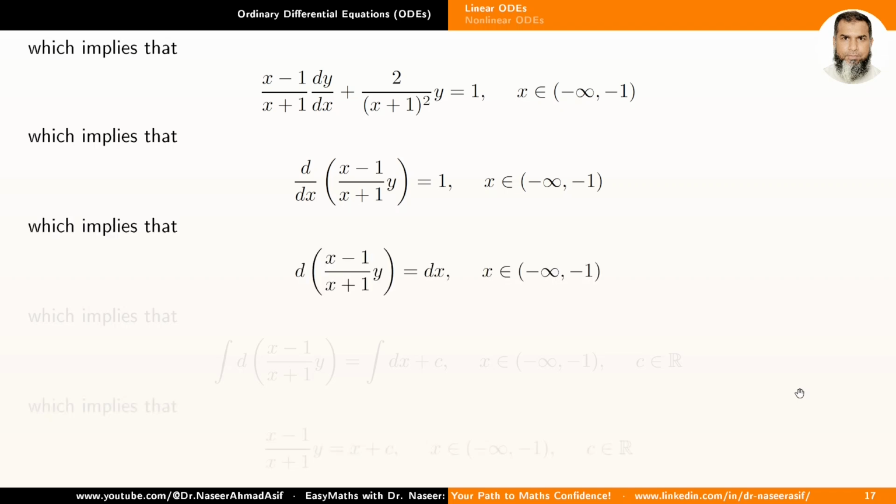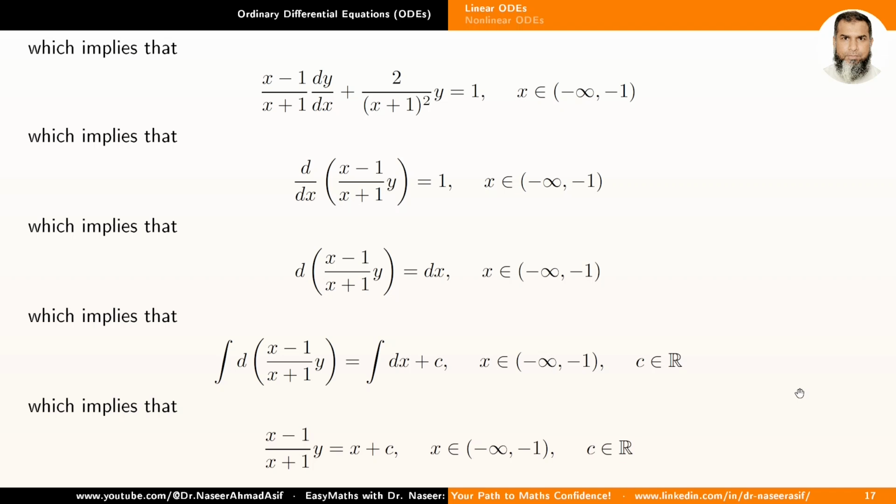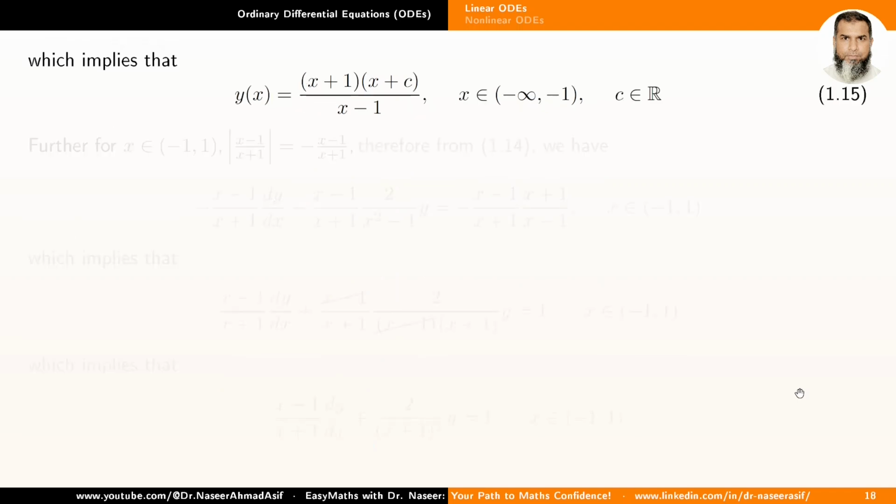So we have d((s-1)/(s+1) · y) = dx, where s belongs to (-∞, -1), open interval. Taking integral, we have the integral of d((s-1)/(s+1) · y) is equal to the integral of dx plus c, where c is an arbitrary constant. So we have (s-1)/(s+1) · y = x + c, and y(x) = (s+1)(x+c)/(s-1), where s belongs to (-∞, -1), open interval, and c is an arbitrary constant.